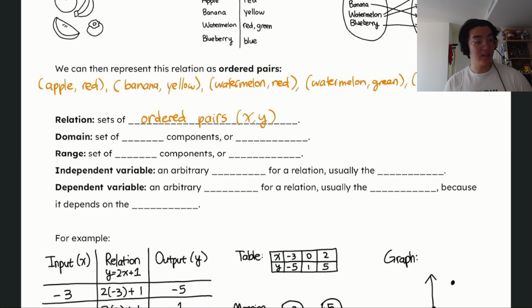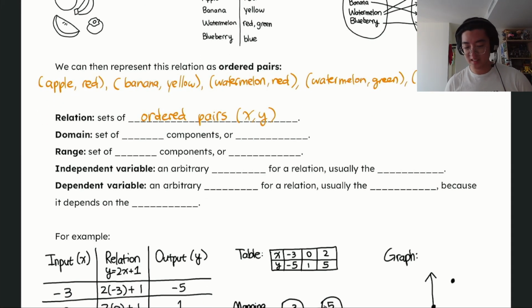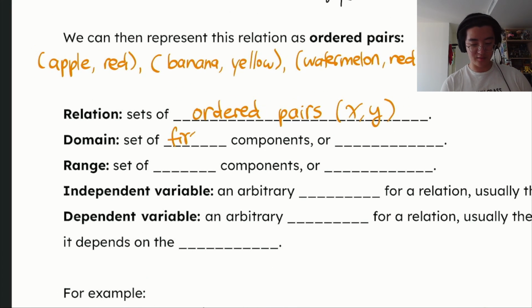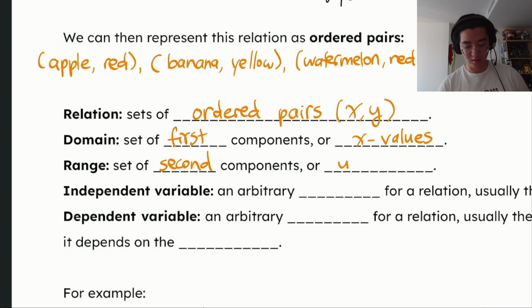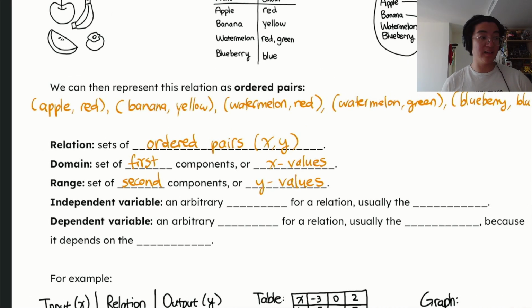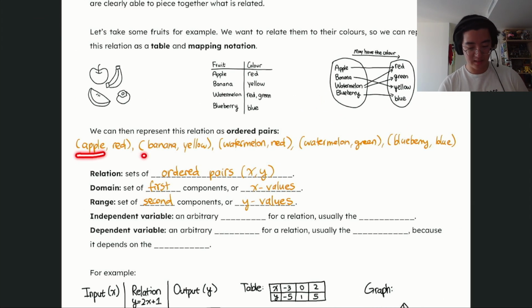So now, here are the four most important definitions you will hear me talk about a lot. Domain, range, independent, and dependent variables. So the domain is the first set of components, or typically the x values. Whereas range is the second component, or the y values. Which means that the domain for our previous example is apple, banana, watermelon, and blueberry. We do not repeat the domain, so we don't go apple, banana, watermelon, watermelon, blueberry. We just list it once. And the range is red, yellow, green, blue. We don't do repeats.